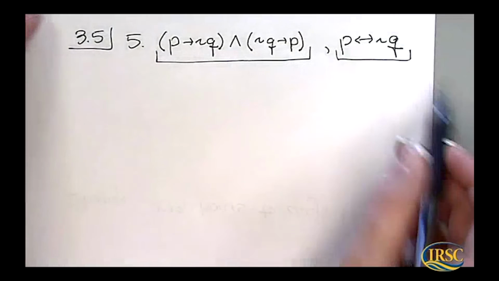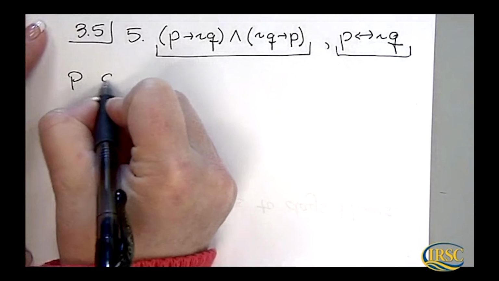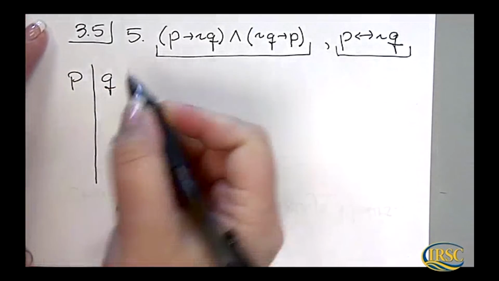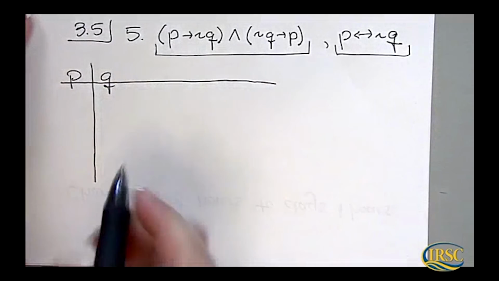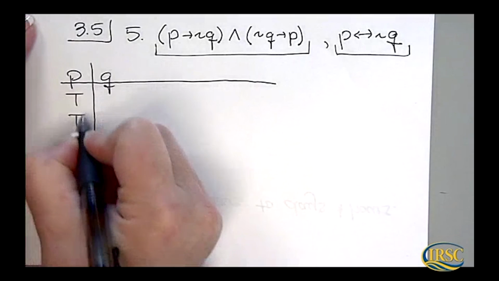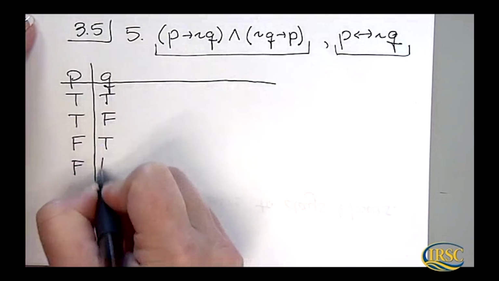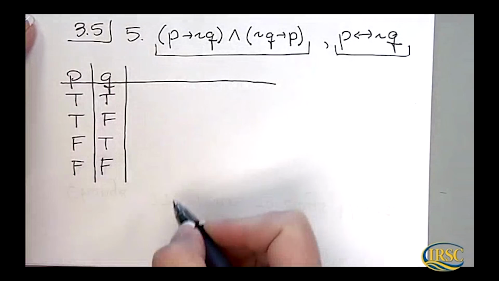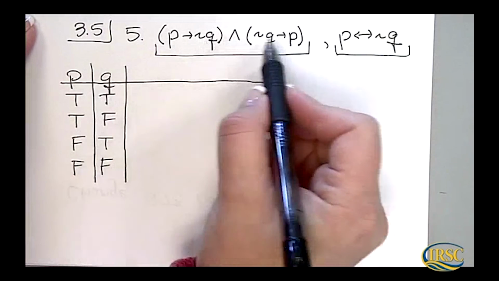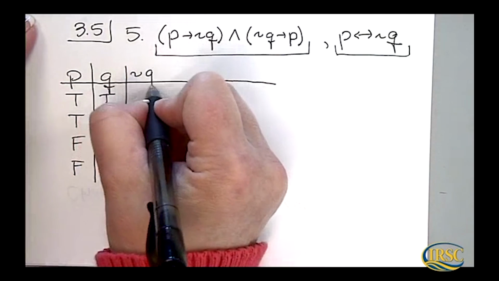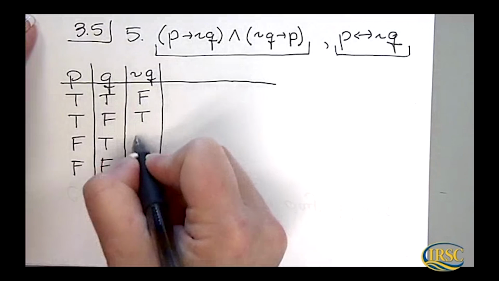Okay, so how many different letters do you see? 2. So we need a P and a Q. And how many rows am I going to have? Okay, 4. So true, true, false, false, true, false, true, false. If we focus on the first statement here, we need a not Q. So that's the opposite of Q: false, true, false, true.